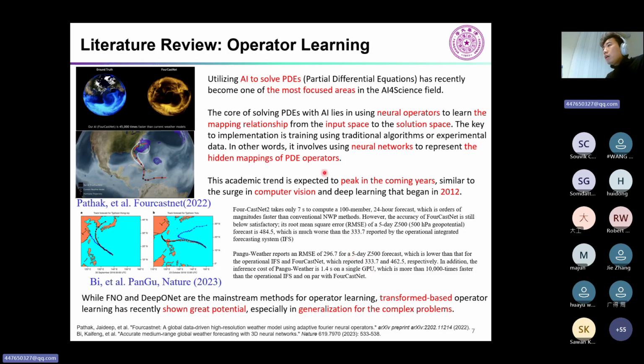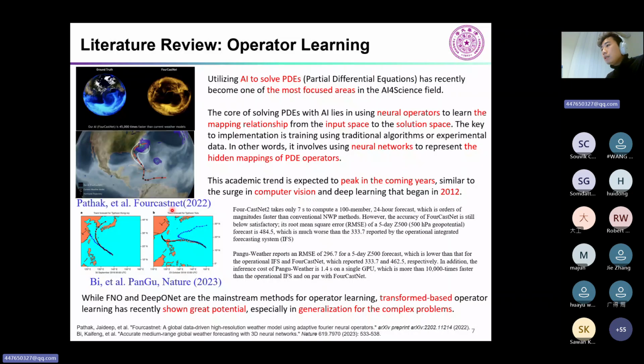Okay. So neural operators can solve a lot of complex problems, for example, the numerical weather prediction problem. A famous framework is called FourCastNet. They try to use the FNO to solve the numerical weather prediction problem.